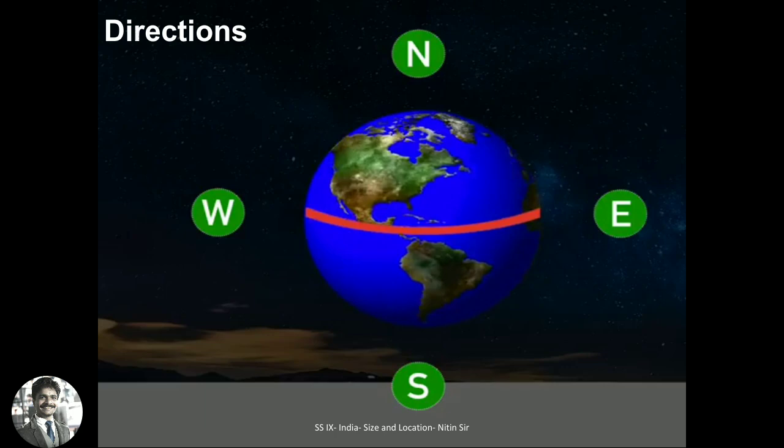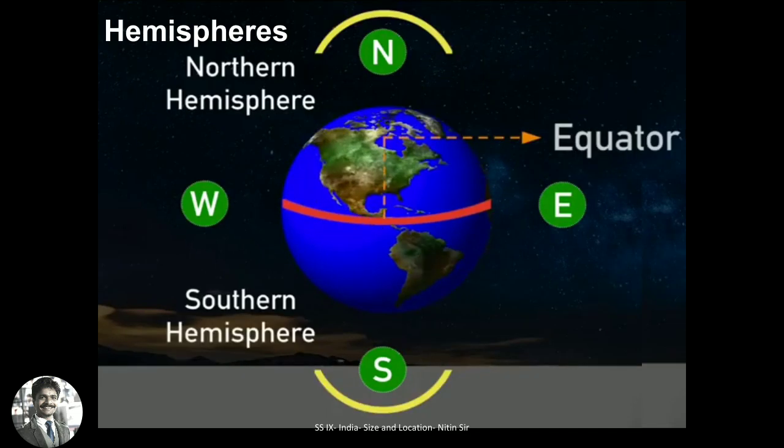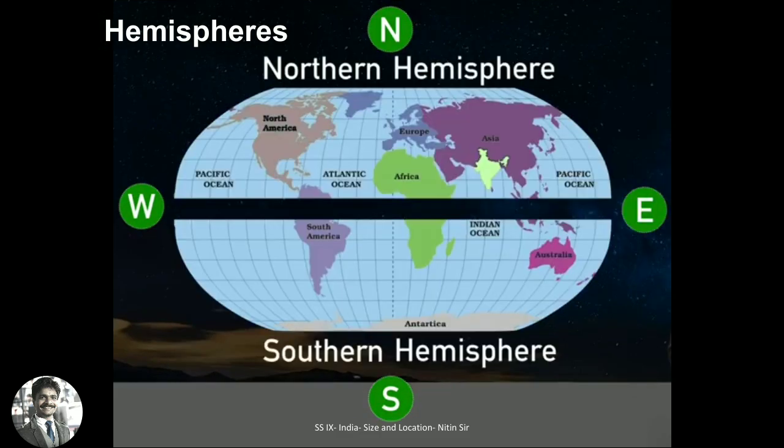On the globe there are four directions. While studying our maps also we can see there are four directions, that are east, west, north and south. Our earth is divided by an equator. The equator divides the earth into two hemispheres, the northern hemisphere and the southern hemisphere. The northern hemisphere comprises mostly land, hence it is known as the land hemisphere, and the southern hemisphere mostly comprises water, that's why it is known as the water hemisphere.